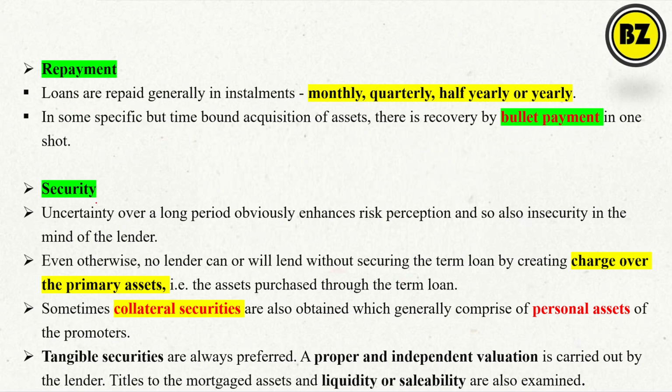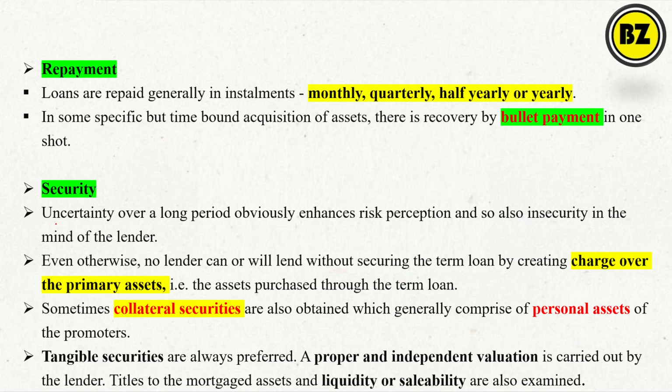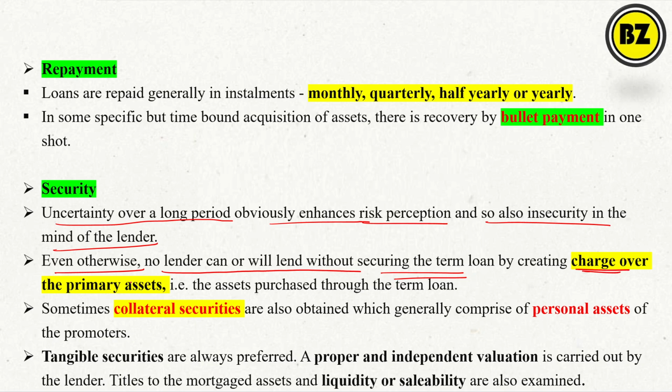Okay, now what about the security? Obviously, you are giving some loan, right? So security must be there. Means what? The collateral security or the primary asset. So uncertainty over a long period obviously enhances the risk perception and also creates insecurity in the mind of the lender. Now, even otherwise, no lender can or will lend without security, securing the term loan by creating a charge over the primary asset.